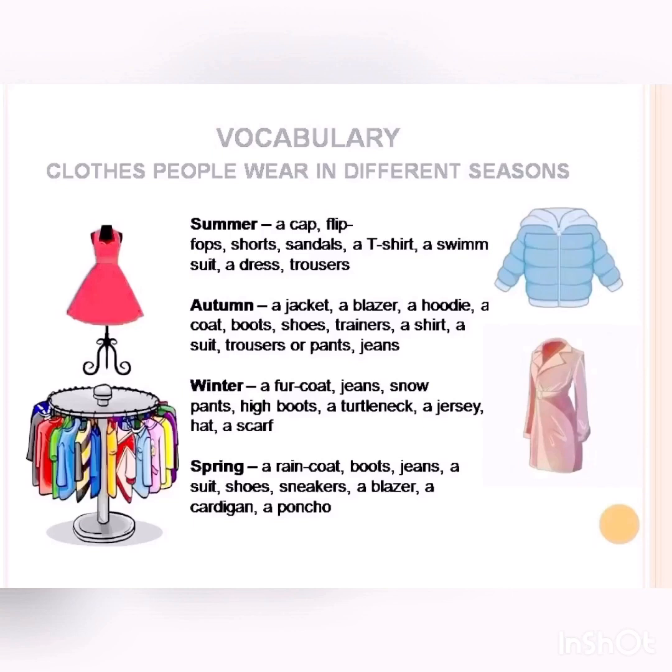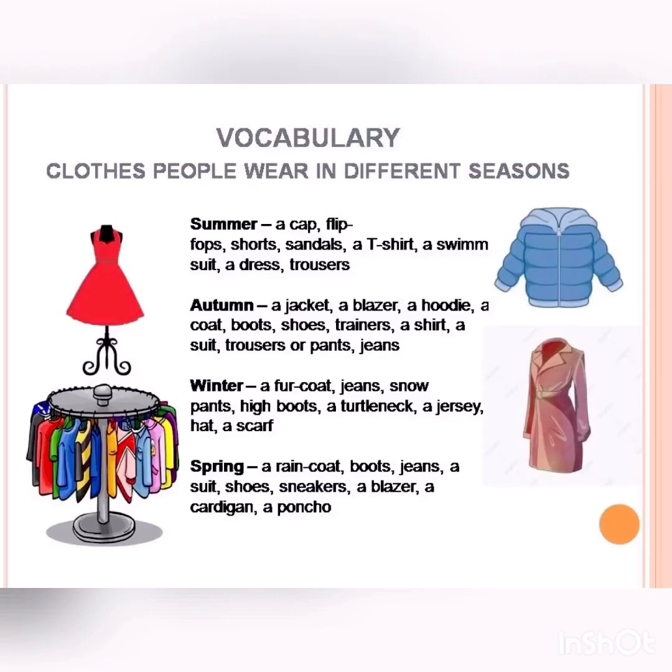In winter, we wear a fur coat, jeans, snow pants, high boots, a turtleneck, a jersey hat, a scarf. And in spring, we wear a raincoat, boots, jeans, suit, sneakers, blazer, cardigan, and poncho.